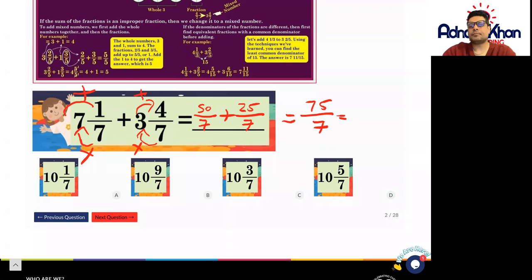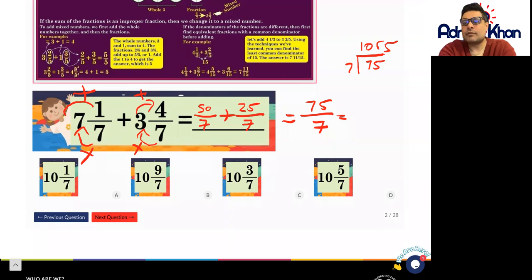Now again, because this is an improper fraction, it's top heavy, the top number is bigger than the bottom number, we're going to turn this into a mixed number answer. Let's work out, first of all, how many times 7 goes into 75. 75 divided by 7. 7 divides into 75 10 times, because 7 times 10 is 70, and remainder 5.